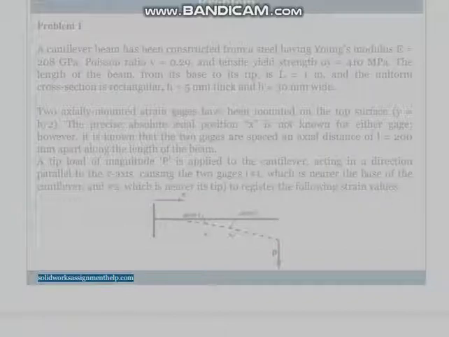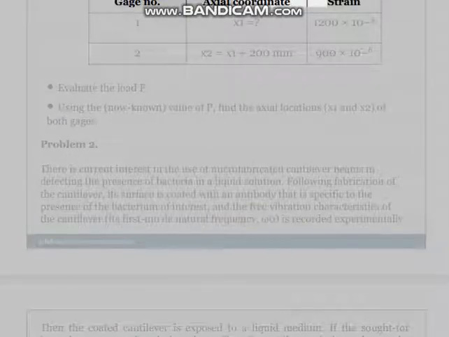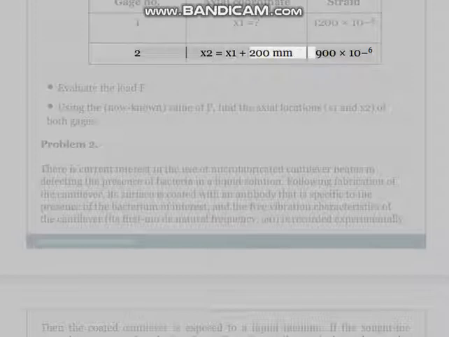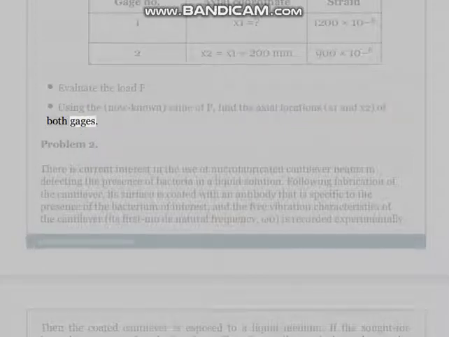Figure 1. Schematic of tip-loaded cantilever showing positions of strain gauges numbers 1 and 2. Gauge 1: axial coordinate x1, strain equals 1200 times 10 to the minus 6. Gauge 2: x2 equals x1 plus 200 mm, strain 900 times 10 to the minus 6. Evaluate the load P. Using the now known value of P, find the axial locations, x1 and x2, of both gauges.